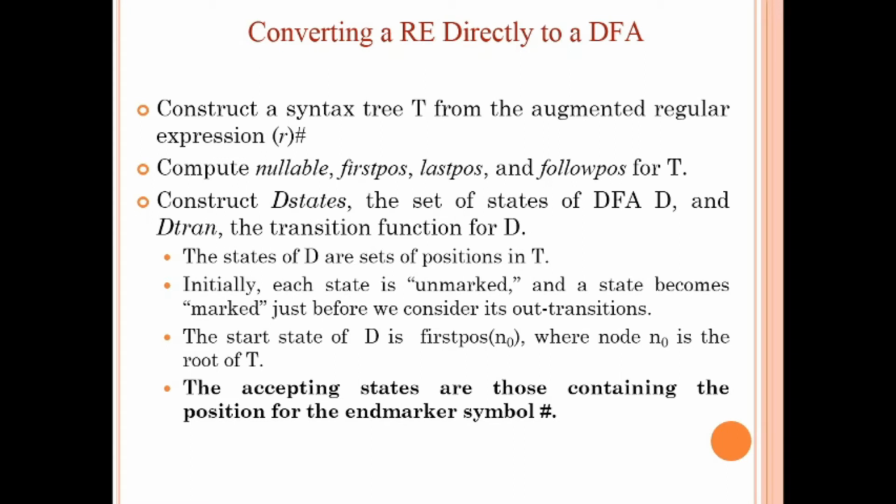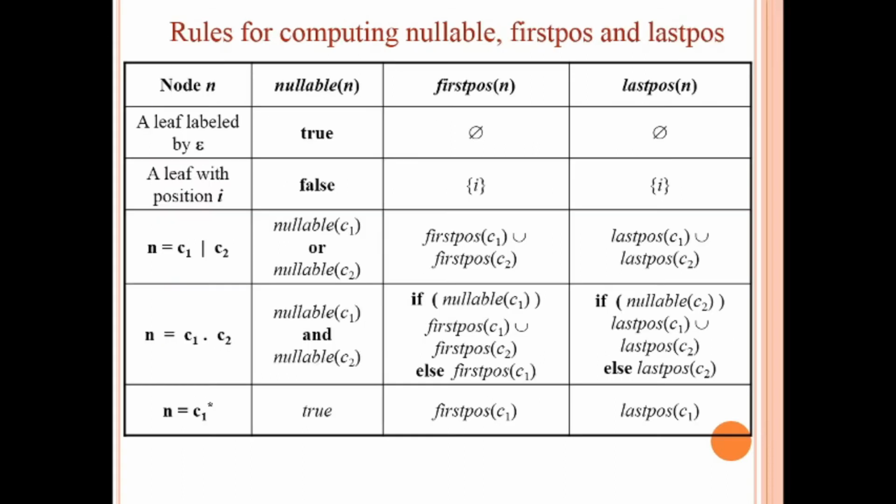First of all, we need to construct a syntax tree from the augmented regular expression, that is R hash. Then we need to compute nullable, first position, last position and follow position for the syntax tree. Finally, we need to construct a DFA by using Dstates and Dtran.